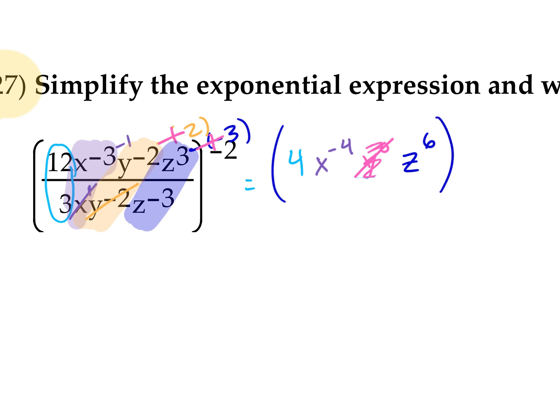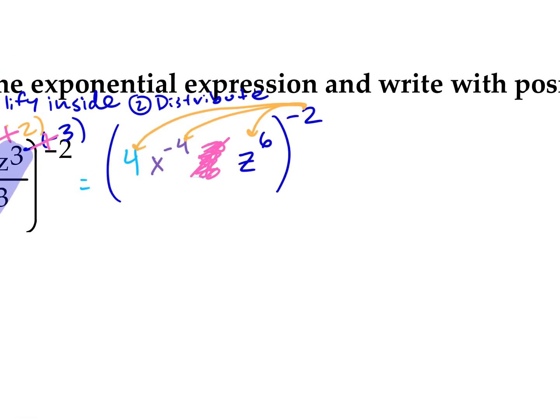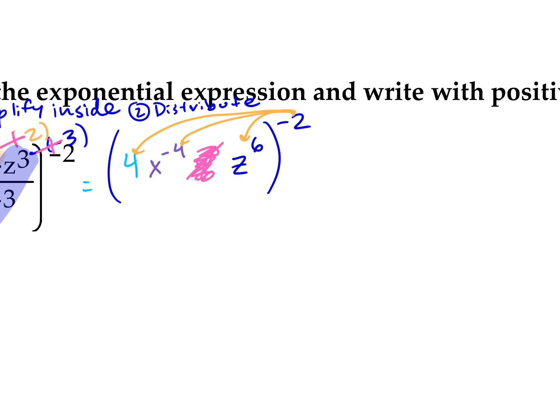This is all raised to the power of negative 2. So all we did was simplify the inside. Step 1, simplify the inside. What should I do next? We can distribute. So step 2 is distribute. So our exponent gets distributed to everything on the inside. It doesn't need to get distributed to the y anymore because we got rid of it. Y to the power of 0 is 1. It goes away. We don't even have to worry about it anymore.